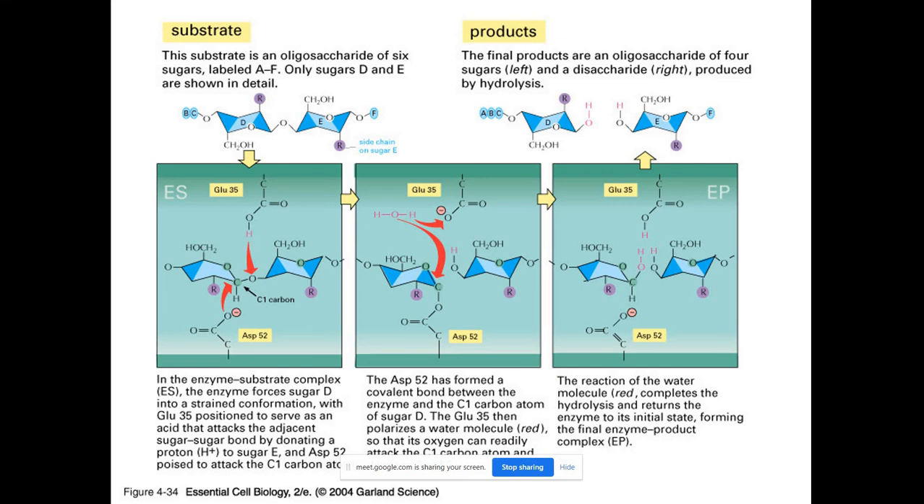So in detail, you can see in this figure the substrate and product, what the difference between these two is and how it is going to happen. This substrate is an oligosaccharide of 6 sugars labeled E2F. Only sugar D and E are shown in detail. So here you can see the substrate. In our body, glucose is the main substrate to provide energy. In glycolysis also, glucose is the substrate. So okay.